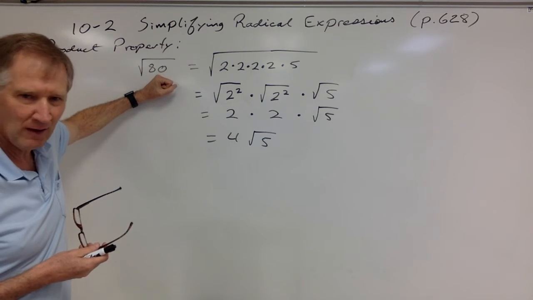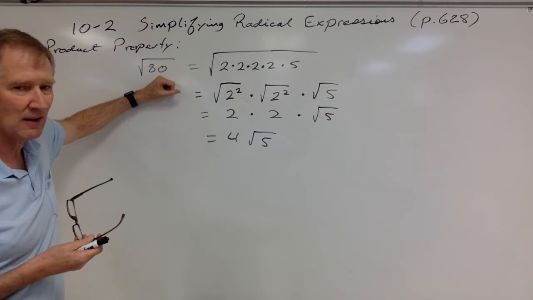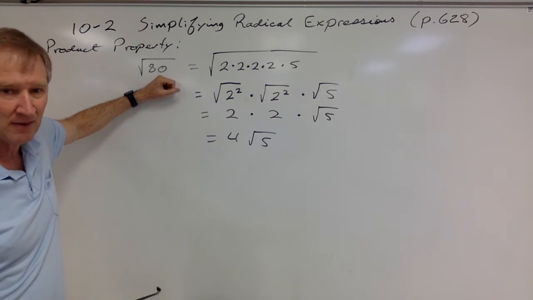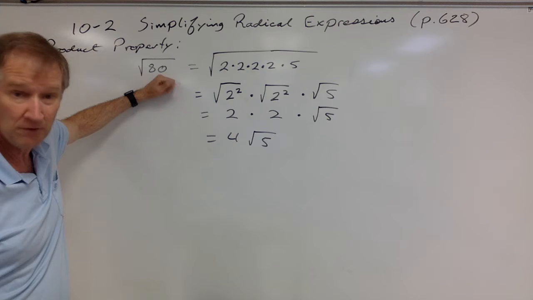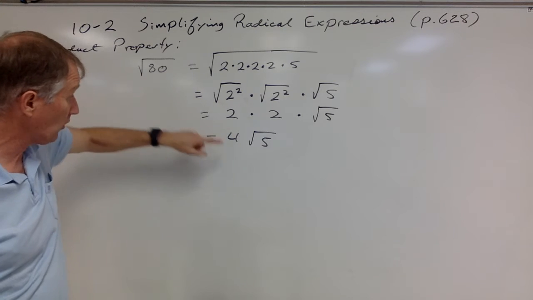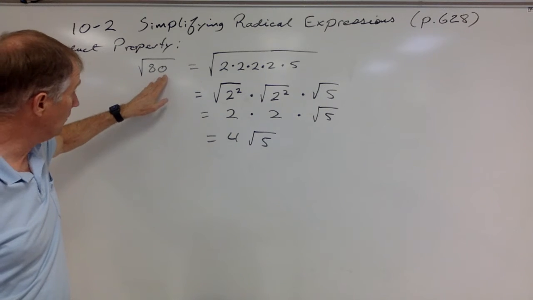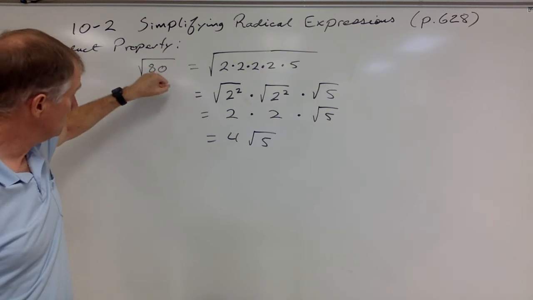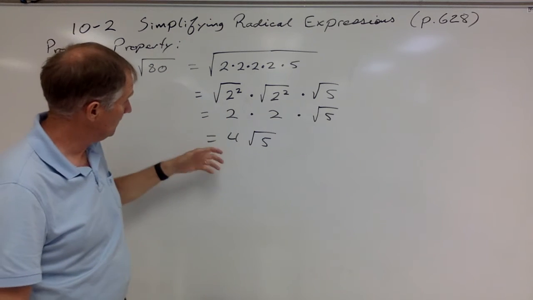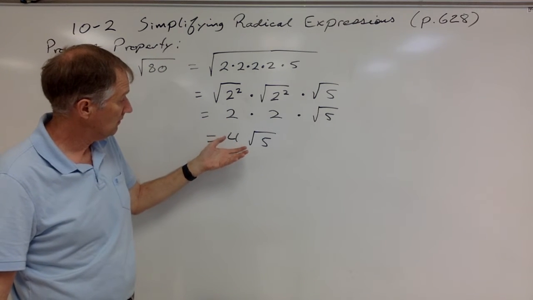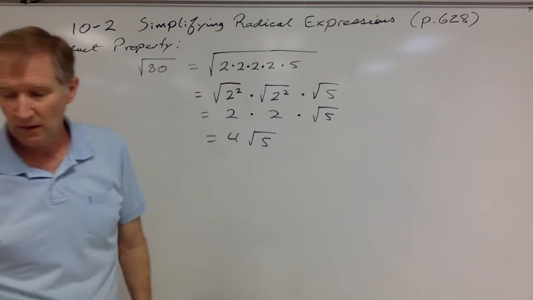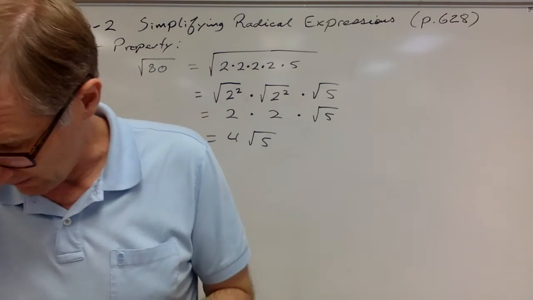A little quicker. 80 is 16 times 5. 16 is a perfect square. The square root of 16 is 4. So this is the square root of 16 times the square root of 5, and the square root of 16 is 4.